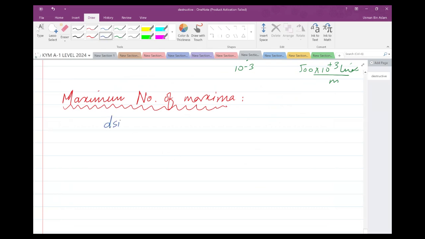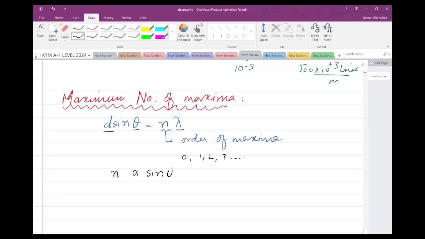We just recall the equation, that is d sine theta equals n lambda. Here, n is the order of maxima. During one experiment that is being performed, d and lambda are constants. We know that n can vary from 0, 1, 2, 3, and so on. And when n varies, theta also varies. So this tells us that n is directly proportional to the sine of theta.